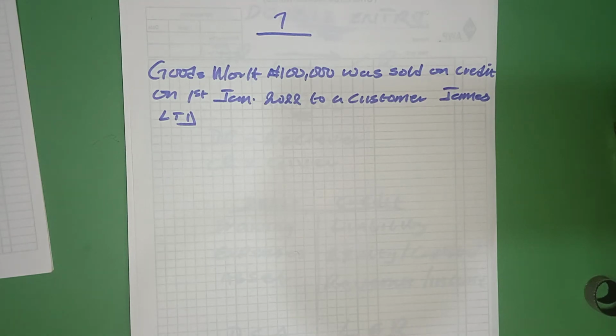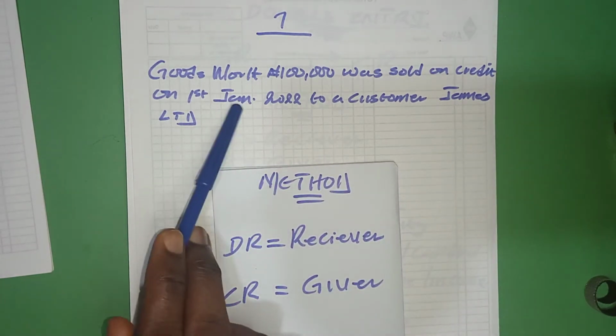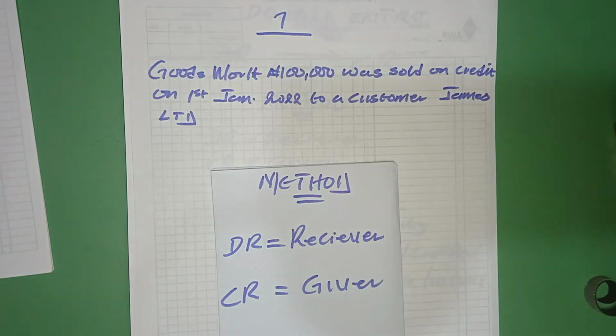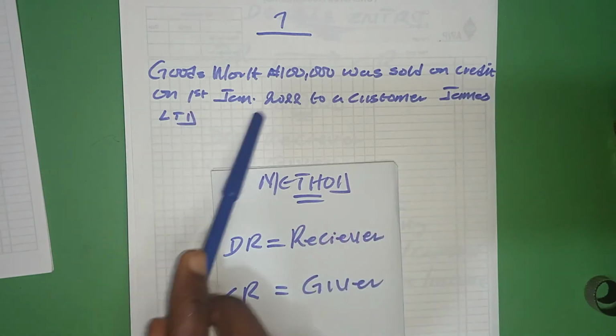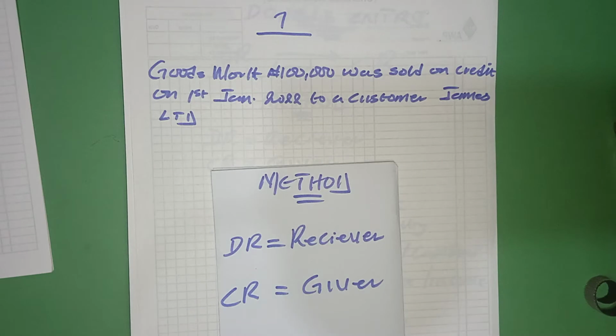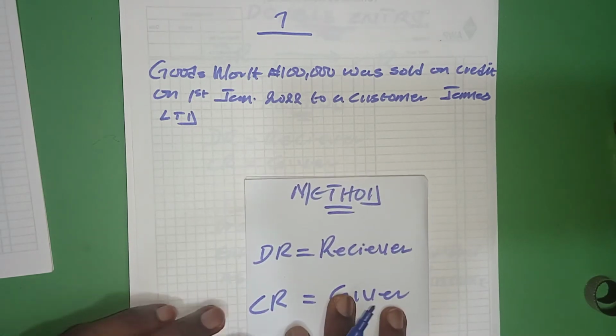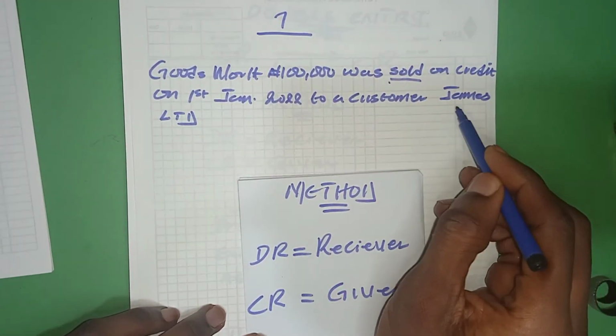Now, we're going to use this method first. Goods worth 100,000 was sold on credit. I am the owner of the business. I am the one selling now. That is why I said, put yourself as the owner of the business. Goods worth 100,000 was sold on credit on 1st January 2022 to James Limited. We are selling to James Limited. So the two accounts there will be sales and James Limited.